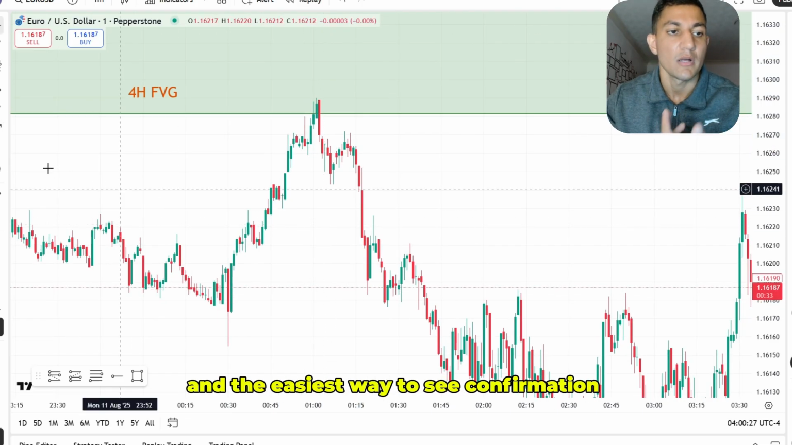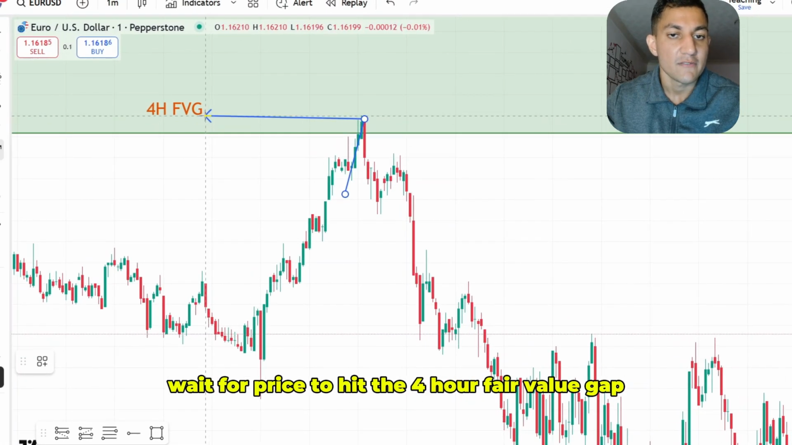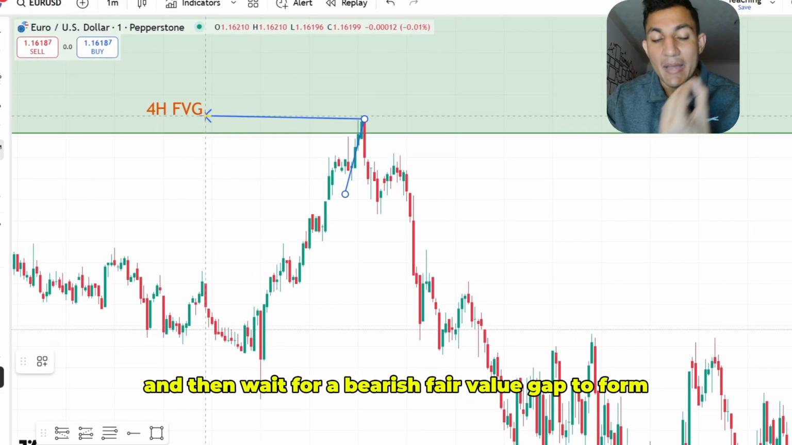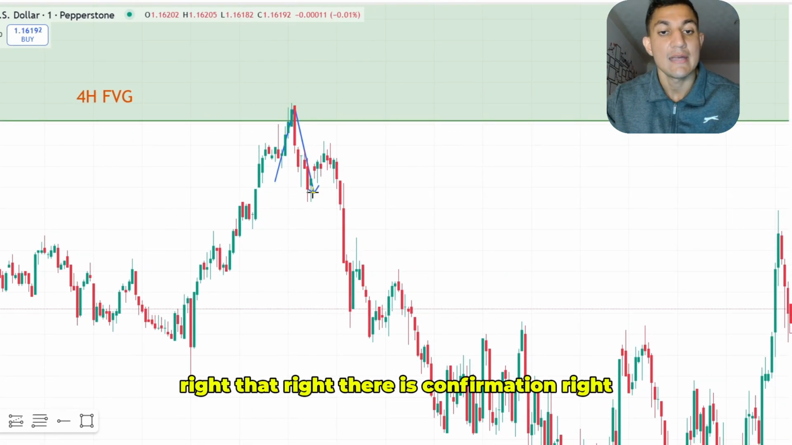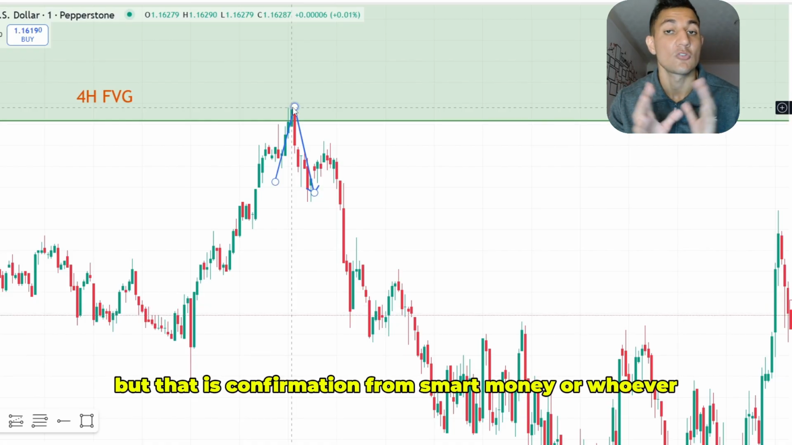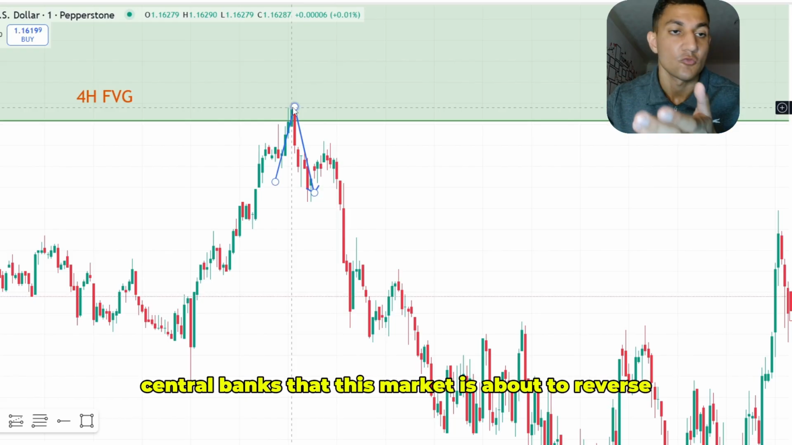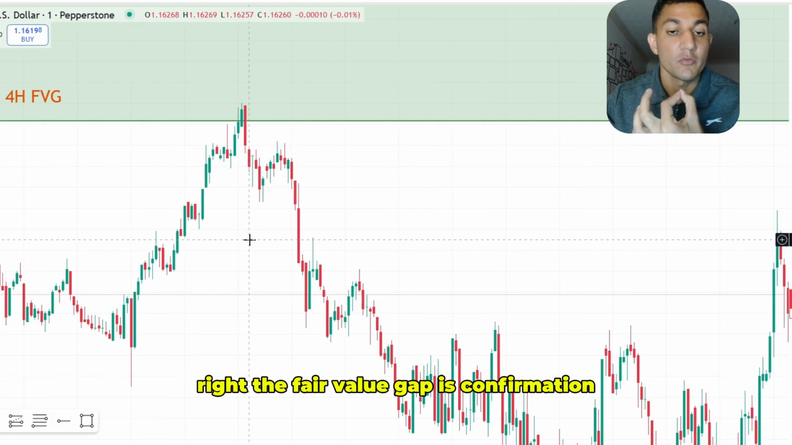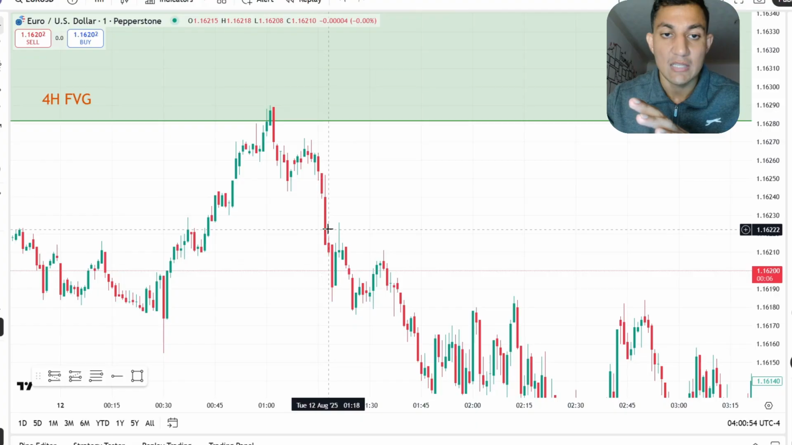And the easiest way to see confirmation is, first of all, wait for price to hit the 4-hour fair value gap, and then wait for a bearish fair value gap to form in the opposite direction, right? That right there is confirmation, right? I'm not going to get into more detail on that, but that is confirmation from smart money, market makers, or whatever you want to call it, central banks, that this market is about to reverse, right? The fair value gap is confirmation and is always used by smart money for their entries. So really, really important there.